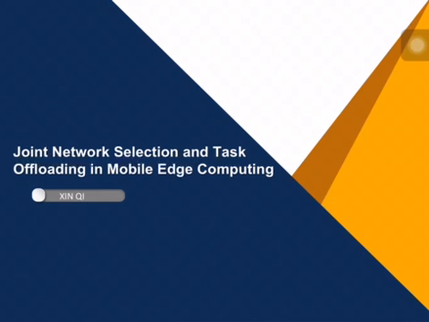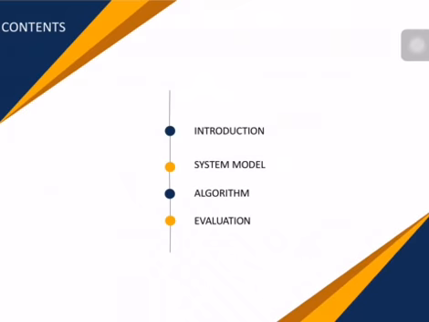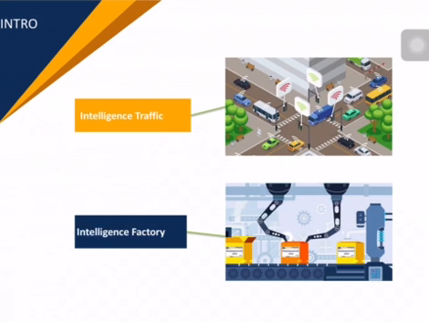Here I'm going to present my paper, Joint Network Selection and Task Offloading in Mobile Edge Computing. This report is divided into 4 parts. The first part is about the introduction.